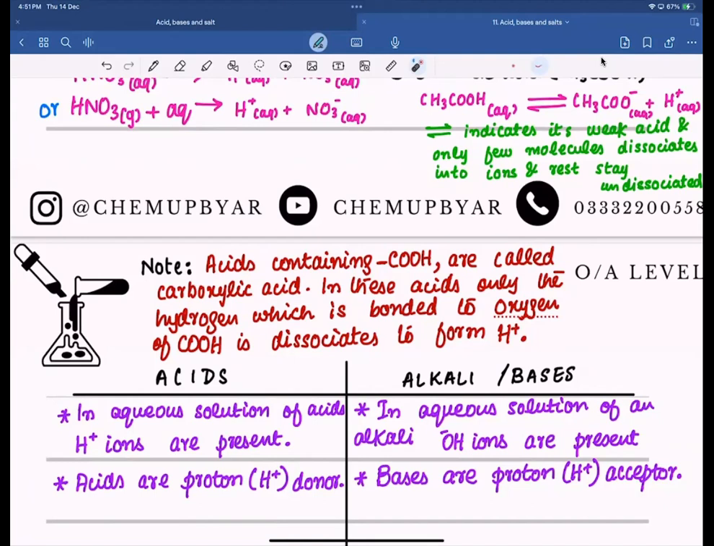Sir, can you please explain how the bases are proton acceptors? We will discuss it. I just stated this. I didn't explain this yet. In the chemical reactions, when we discuss the equations of a reaction between acid and base, then we will discuss it. Then I will show you how we consider it as a proton acceptor or H positive ion acceptor. Okay.